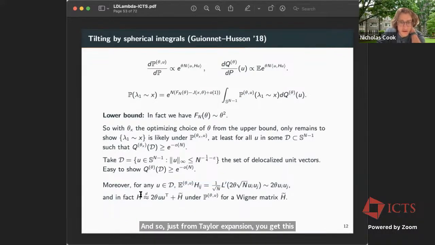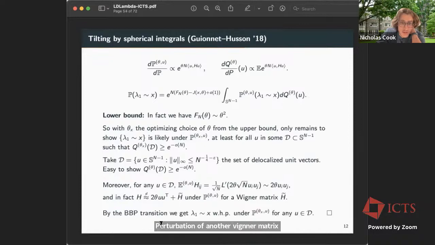Okay, and you can compute the variance and you see that under this tilted measure, your matrix is essentially a rank one perturbation of another Wigner matrix. And so that means that you can do a BBP type computation to see what is the largest eigenvalue for such a rank one perturbation. And you can find, just with the formula, the right value of theta that causes this event to be typical under these tilted measures. Okay. And that's the whole thing. So this is a very nice argument.